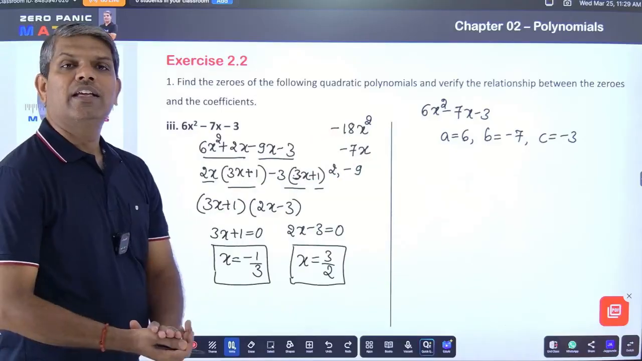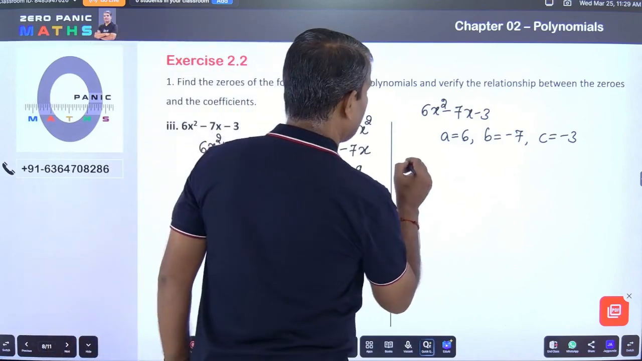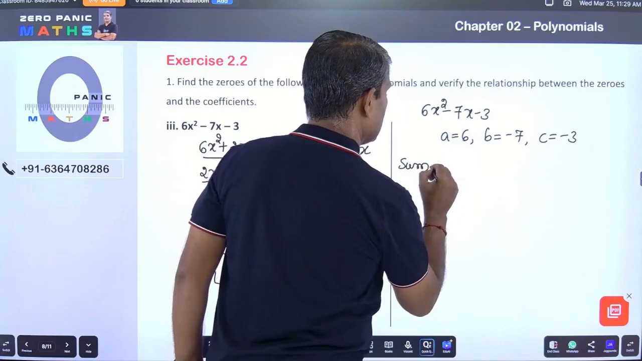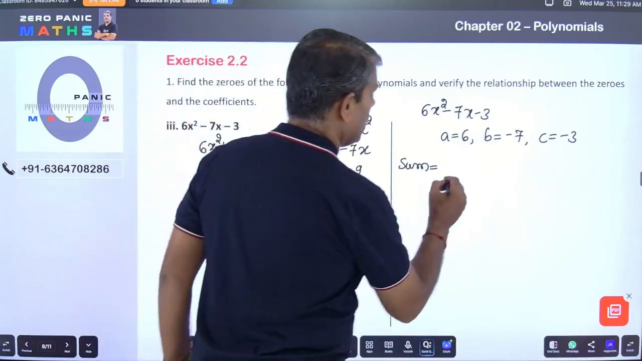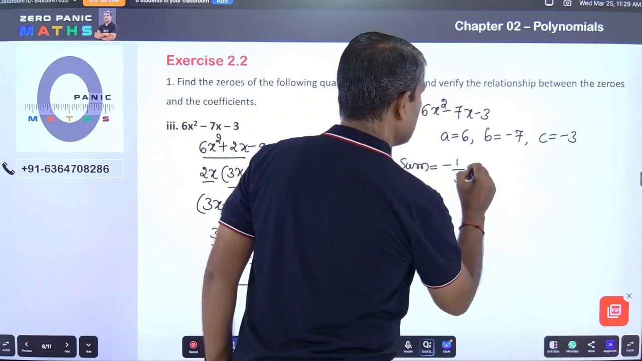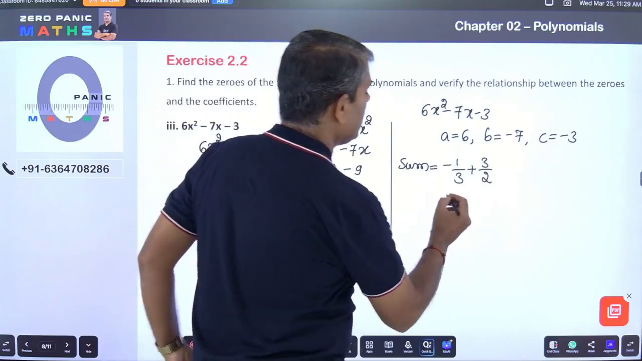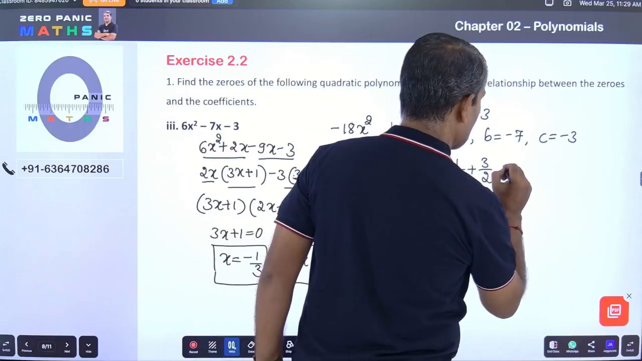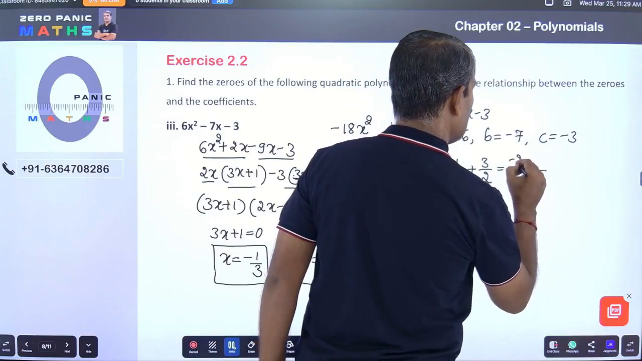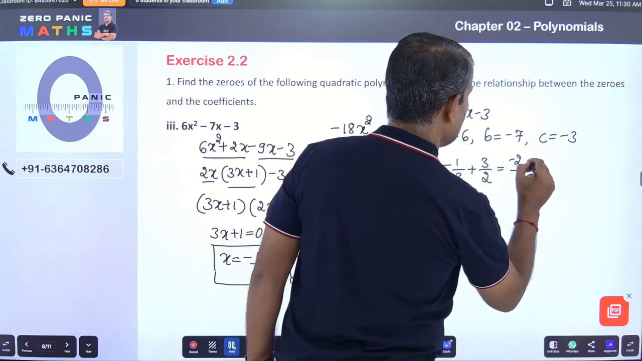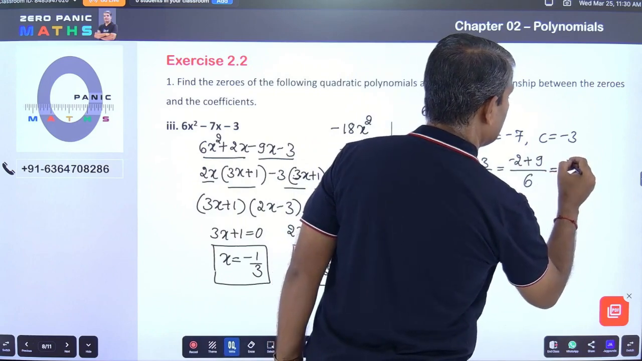Now let us verify the sum and product of these two zeros. Okay, so start with the sum. Minus 1 by 3 plus 3 by 2. Now sum up with the LCM. LCM is 6. Cross multiplication, it comes up to minus 2, 3 threes are 9, so 9 minus 2, that is 7.